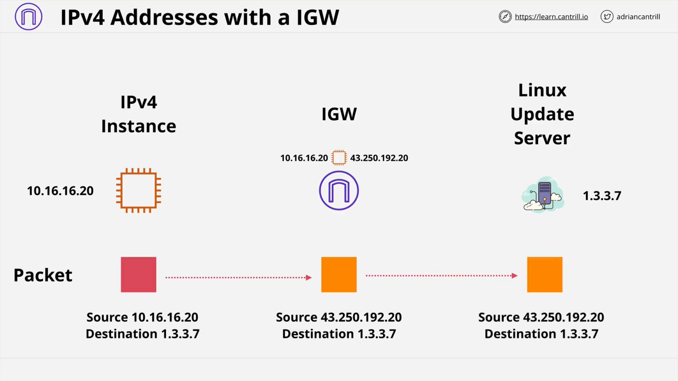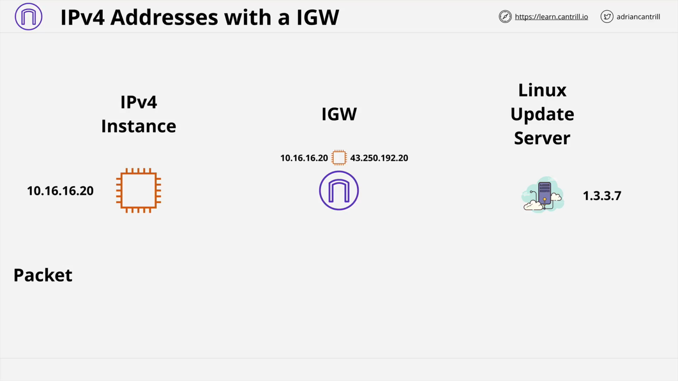So as far as the Linux software update server is concerned, it's receiving a packet from a source IP address of 43.250.192.20. It knows nothing of the private IP address of this EC2 instance. Now, on the way back, the inverse happens. The Linux software update server wants to send a packet back to our EC2 instance, but as far as it's concerned, it doesn't know about the private address. It just knows about the public address. So the software update server sends a packet back addressed to the instance's public IP address with its source address. So it thinks that the real IP address of the instance is this 43.250.192.20 address.